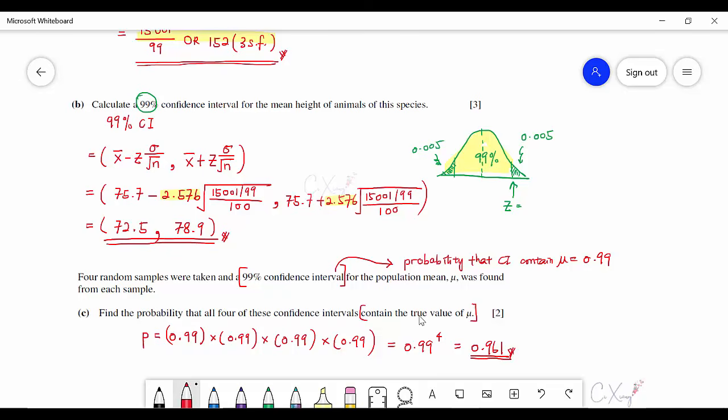Okay, so at first you need to know what is the meaning of the 99% confidence interval.